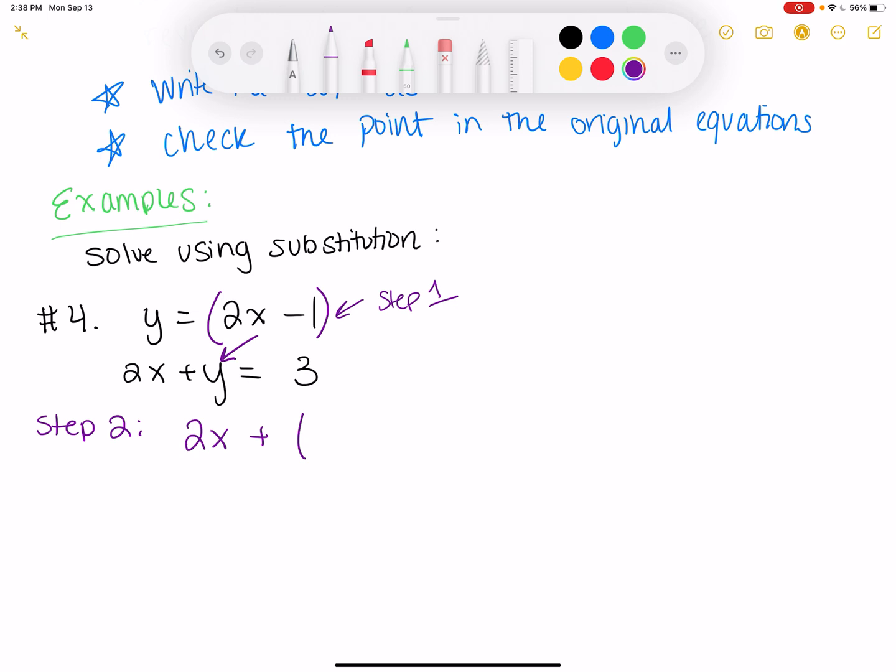So I've got 2x plus, and I like to go ahead and put it in parentheses, because if there was a number in front of the variable, then we've got to distribute it through, things like that. So I like to just get in a habit of always putting it in with parentheses. So 2x minus 1 is equal to 3.